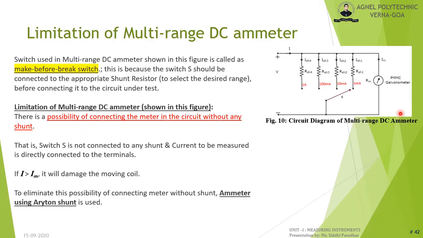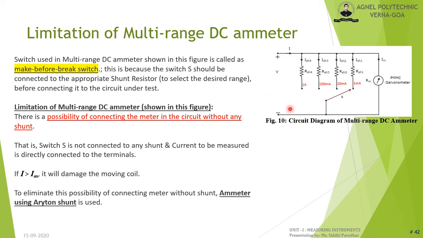The switch used in this type of multi-range DC ammeter is called a make before break switch. This is because the switch S should be connected to the appropriate shunt resistor to select the desired range before connecting it to the circuit under test. But the limitation of such multi-range DC ammeters is that there is a possibility of connecting the meter in the circuit without any shunt resistor. That is, this switch S is not connected to any shunt and the current to be measured is directly fed to these terminals.